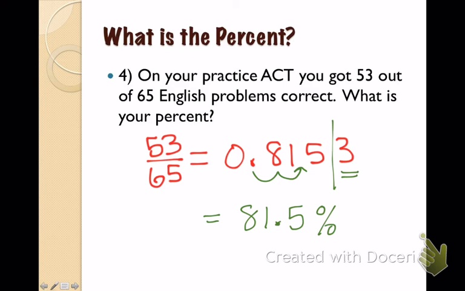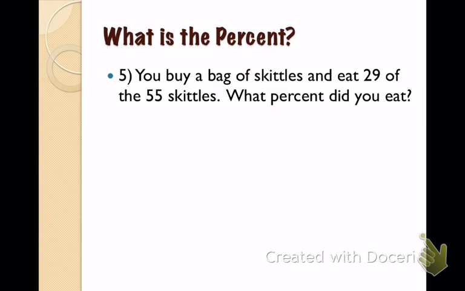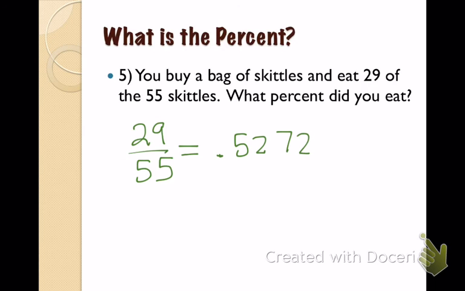Let's go on to the next one. We have 2 to go. We're almost there. So we have, you buy a bag of Skittles, 29 out of the 55. Oh, you ate 29 out of 55. So let's write that out. 29 out of 55. It's a lot of Skittles. How many did you eat in percents? All right, so 29 out of 55. We get 0.52, 72, 72, 72, and it repeats. We're going to move our decimal twice to the right to make it a percent, and we're going to cut it off in the tenths. So that gives me 52.7. This 2 is not large enough to round up, so it stays a 7.